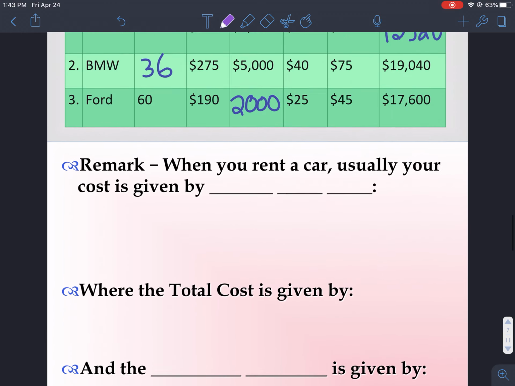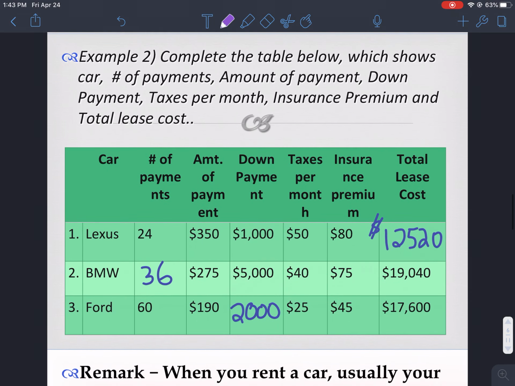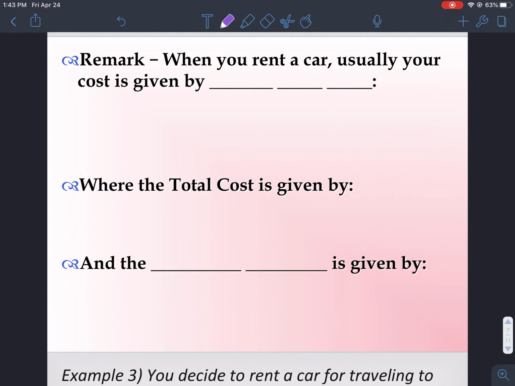Last time we talked about leasing a car. Here's where we left off. The other part of the section is renting a car in case you go on a trip, something like that. When you rent a car, usually your cost is given by cost per mile.